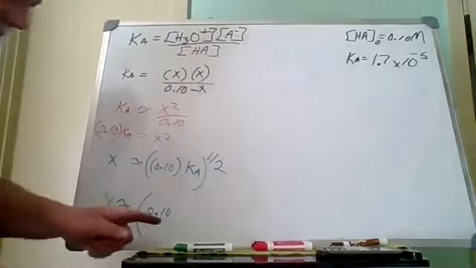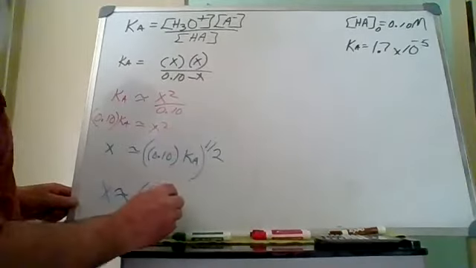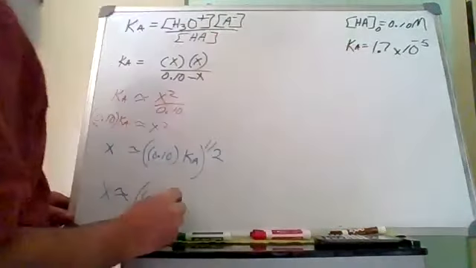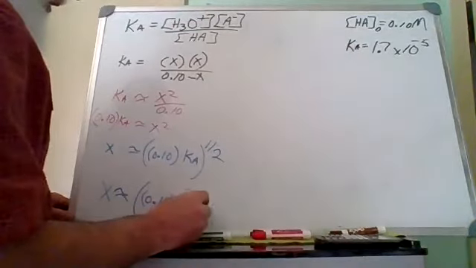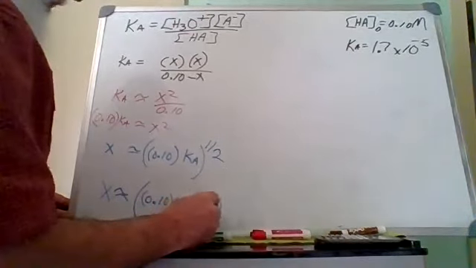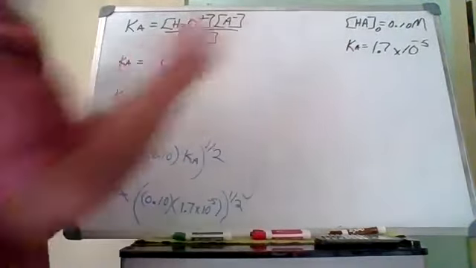0.10. Can everyone see the bottom here as I'm writing? Everybody can see that? Yes. Okay, 0.10 times Ka. There's my Ka right there. That's why we write that stuff on the right-hand side. Times 10 to the -5th, and then the square root. And I'm going to bring it up here.